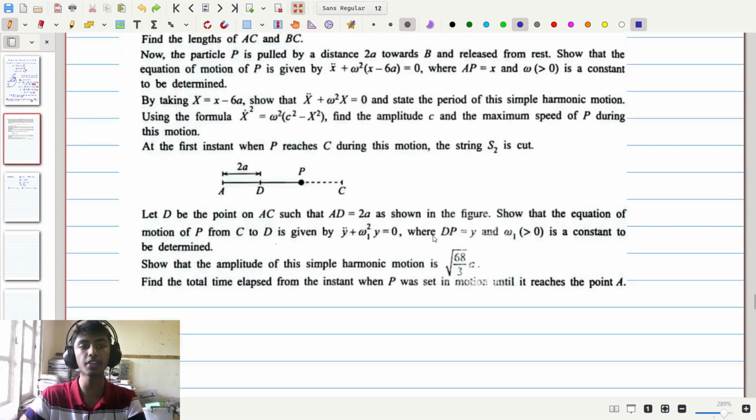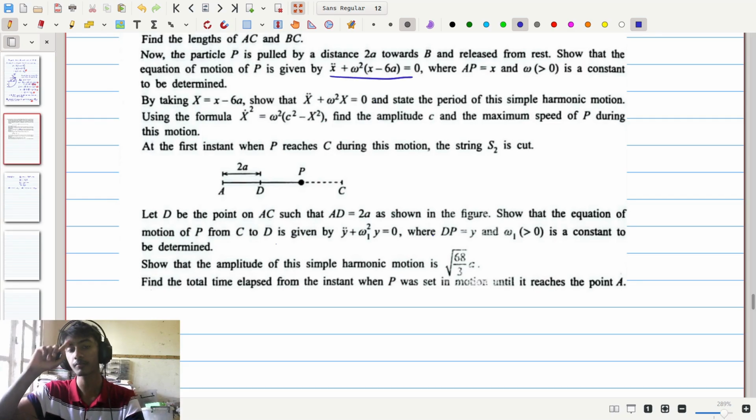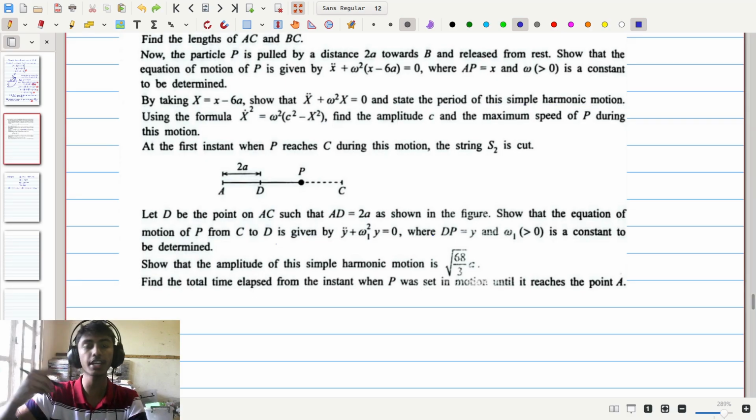After that, it says, by taking capital X equals small x minus 6A, we will show that X double dot plus omega squared times X equals 0, which can be done by simply substituting capital X into this equation right here. Then we have to state the period of this simple harmonic motion, which is basically the time it takes for the motion to repeat itself. After that, it says, using the formula x dot squared equals omega squared times (c squared minus x squared), we have to find the amplitude c of the oscillation and the maximum speed of P during this motion.